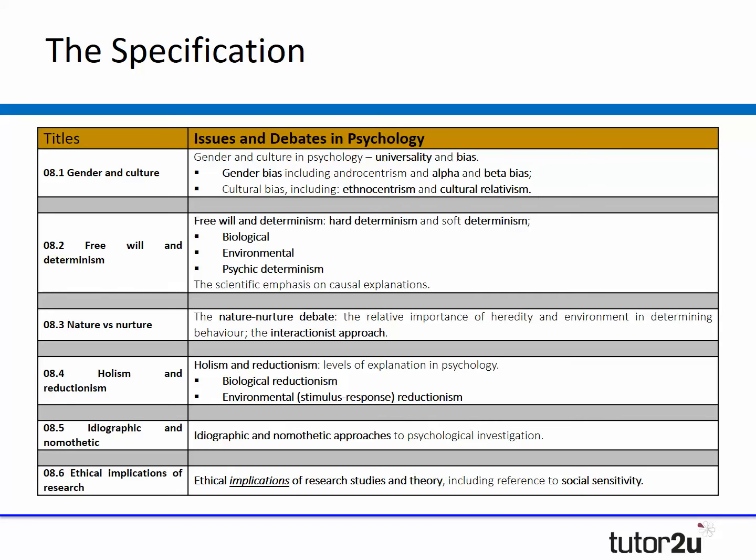Then you've got the nature versus nurture debate, probably one of the most famous, but you also need to be aware of the interactionist approach, the idea that most psychologists now take both elements of that debate and form an interactionist approach to the nature-nurture argument. Then you've got holism versus reductionism, and more keywords in there. So you've got biological reductionism and environmental reductionism. Then you've got ideographic versus nomothetic, which is something that the AQA teachers may be less familiar with at present.